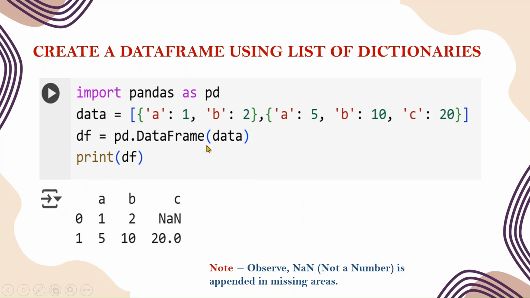Then pd.DataFrame fills this complete data and prints it. Observe NaN, not a number, is appended in the missing areas. Here the 20 and not a number, basically it has automatically been taken as a floating point value, so that's why you got 20.0.